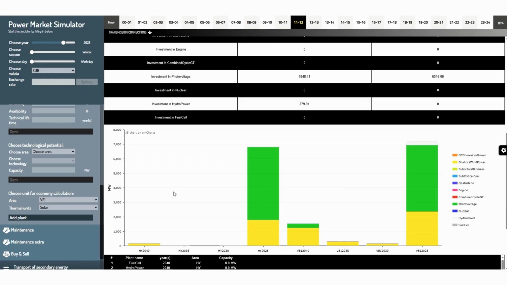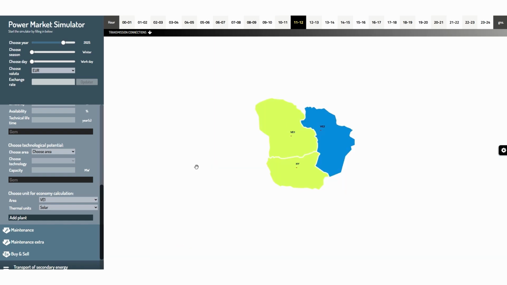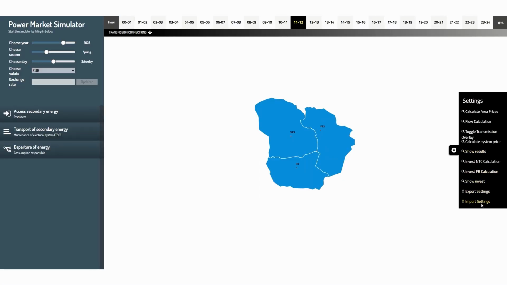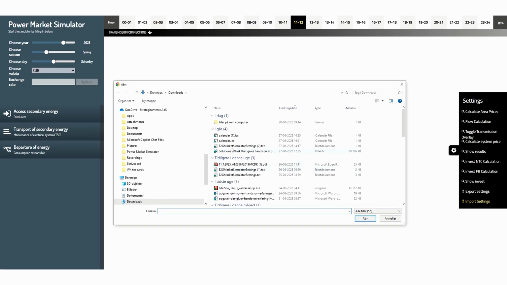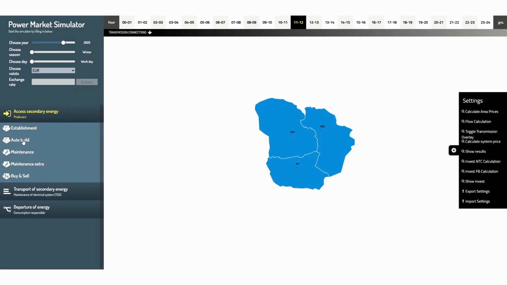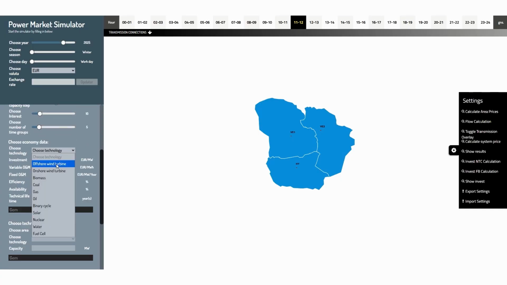We are now going to make a new scenario calculation where we have increased the investment cost in solar power. So I'll go up here and click down this here, and then I will make a refresh here again. And I import settings. And then I go here and say now I will make a new calculation for the same time period, but I will increase the investment cost for solar cells.